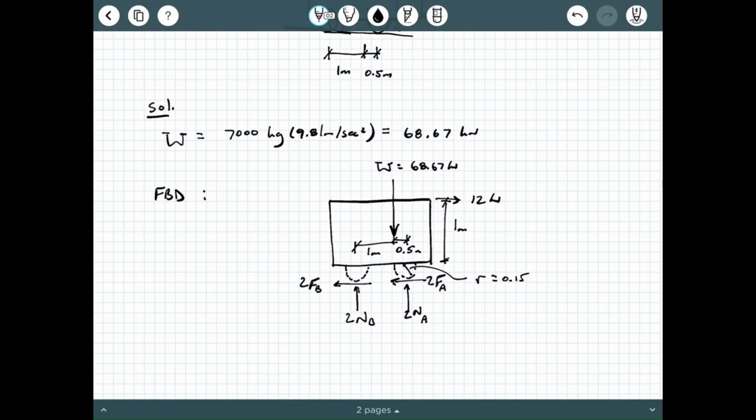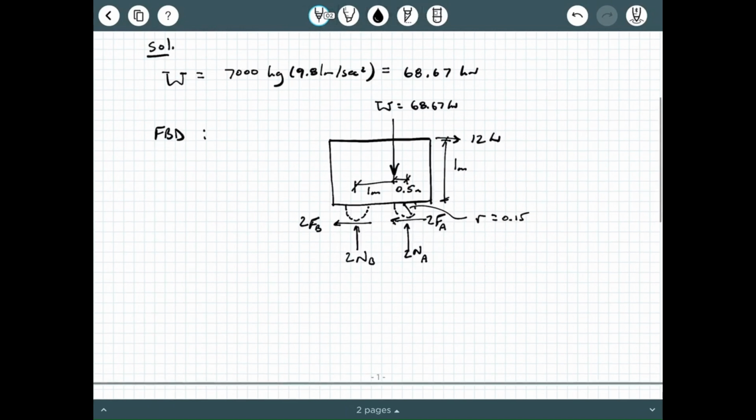Well, at first glance, it looks like we have 4 unknowns, right? We have FA, FB, NA, and NB. So we're going to say 4 unknowns: NA, NB, FA, and FB at those points of contact.